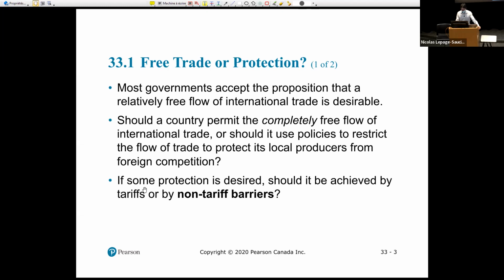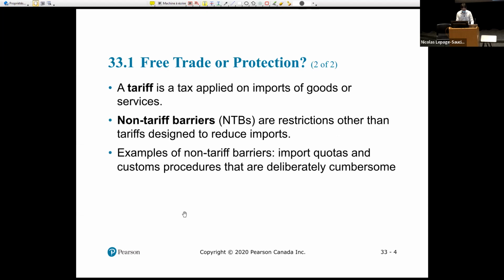If some protection is desired, should it be achieved by tariffs or non-tariff barriers? Yes, tariffs. Tariffs are the best. I'm giving you the plot of the movie. A tariff is a tax applied on imports of goods or services. Non-tariff barriers are restrictions other than tariffs designed to reduce imports.